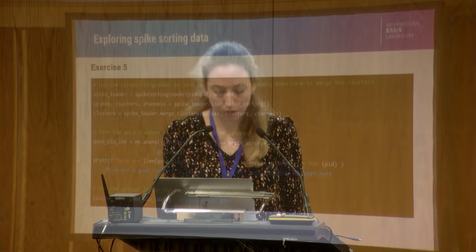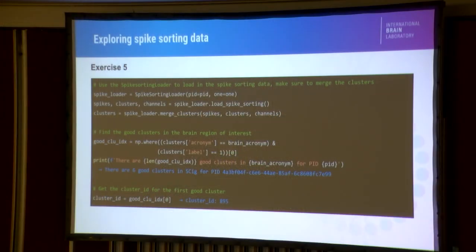So first we use the cluster acronyms equal to the brain acronym of interest, and we also use the clusters label equal to 1. That means that these are good clusters. And so here, if you just take the length of these good cluster indices, you can see that there are 6 good clusters in SCIG for this insertion. And so now we want to get the first good cluster, so we simply take the good cluster index number 0 here. So that's going to be the cluster ID 895.